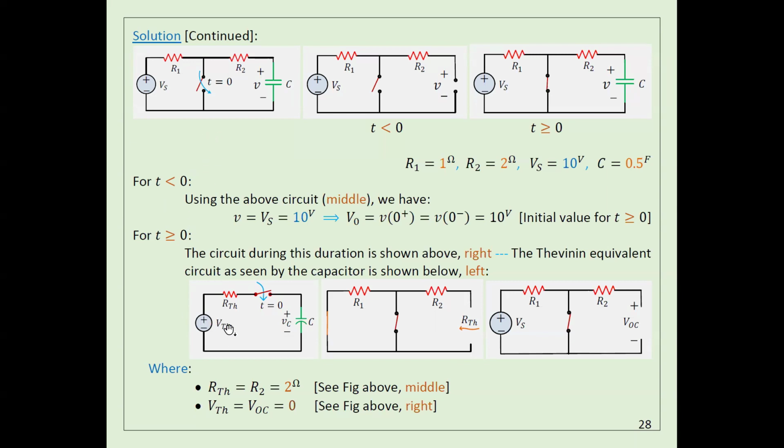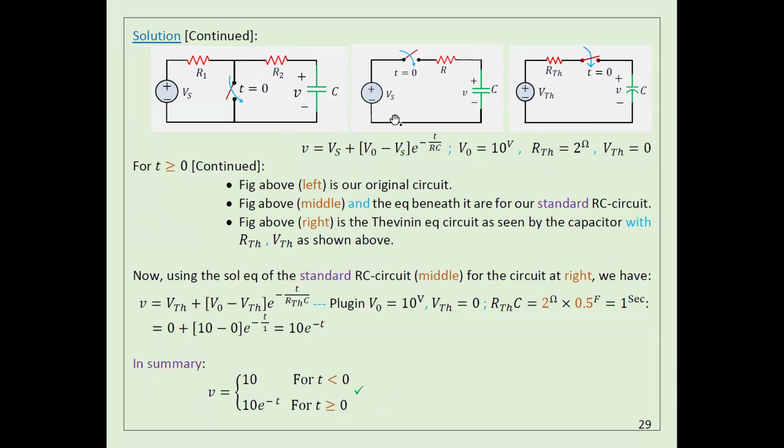So now V Thevenin is zero, and then I have R Thevenin and then I have C. Now I can apply the solution. I have the initial value. I already know R Thevenin is equal to R2, as I told you, and V Thevenin is equal to 0. You can just plug in these values in the solution and you will find the final solution. For t less than 0, before we close the switch, the voltage across the capacitor is 10. When I close the switch, the voltage across the capacitor is actually this one, which is the one I calculated here.